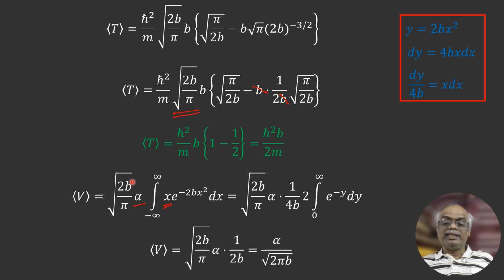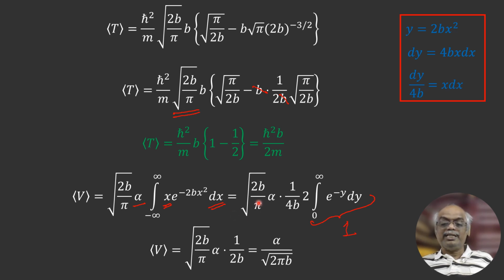So you can replace x dx by dy over 4p, and here I am replacing 2p x squared as y. So I am changing this integral from minus infinity to 0, so I have to multiply this by 2. That is the reason why here I got 2. So this value of this integral is a well-known integral between 0 to infinity. Its value is 1.